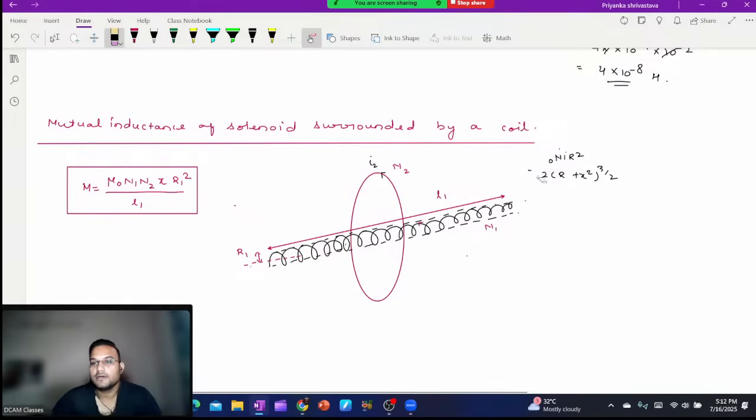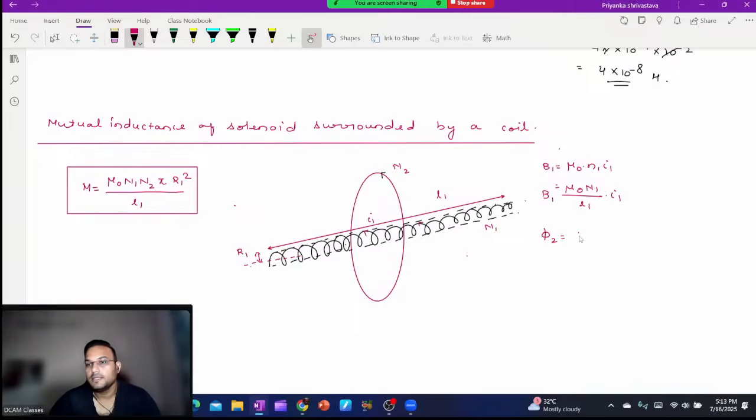That is why we are taking the inner coil. Now what will we do? We'll pass the current in the inner coil, let's say it is I1. So the magnetic field at the center will be B1 equal to mu naught N1 I1 by L1, that is, mu naught into N1 by L1 into I1. Now what will be the flux passing through the outer coil due to this magnetic field? Phi 2.